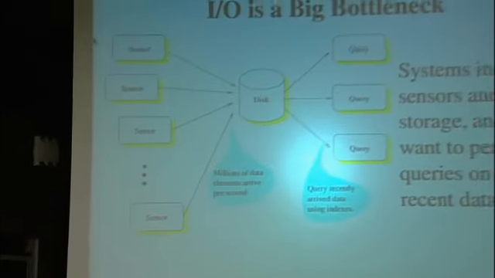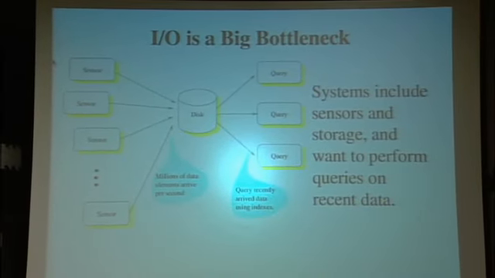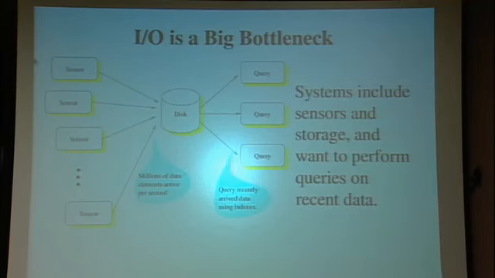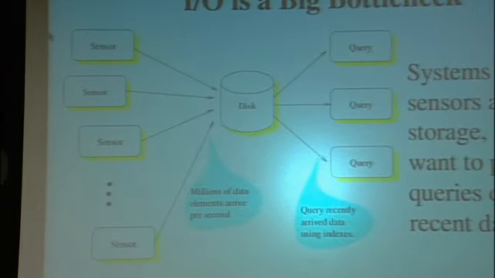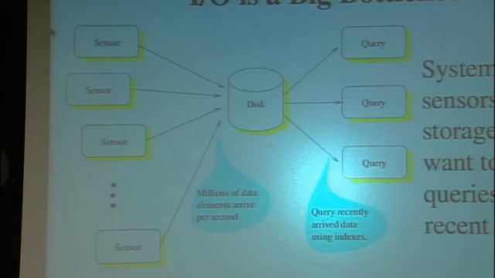like this. You have a whole bunch of sensors somewhere, and the sensors might be something like a bunch of telescopes in an astronomy system. They're sending millions of data items per second, and they have to be stored. And disk is where you have to store large amounts of data, because disk is orders of magnitude cheaper per byte than other storage systems.